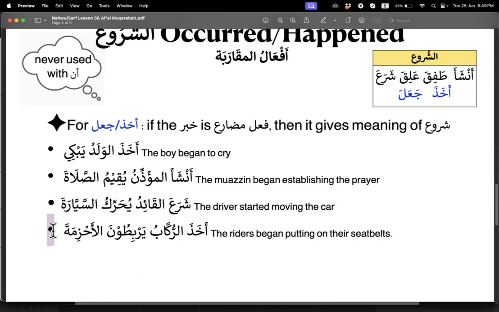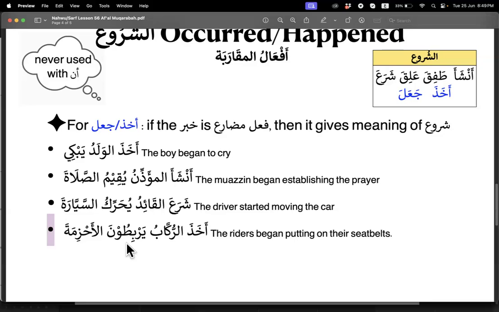So again, akhadha is fi'il naqis madi. And rukabu is ismu akhadha. And then yarbituna is fi'il mudari. Marfu, mansub, majzum? This is marfu. Marfu bil what? What's the sign? Bi subuti nun. Yes, correct. So what's the fa'il inside? As in huwa, huma, hum? So this is hum.